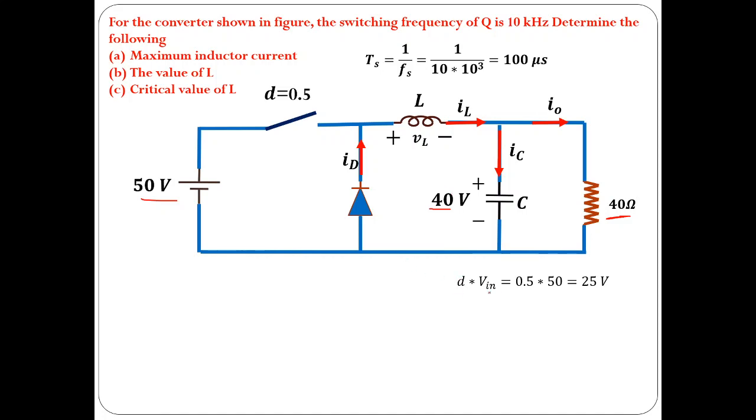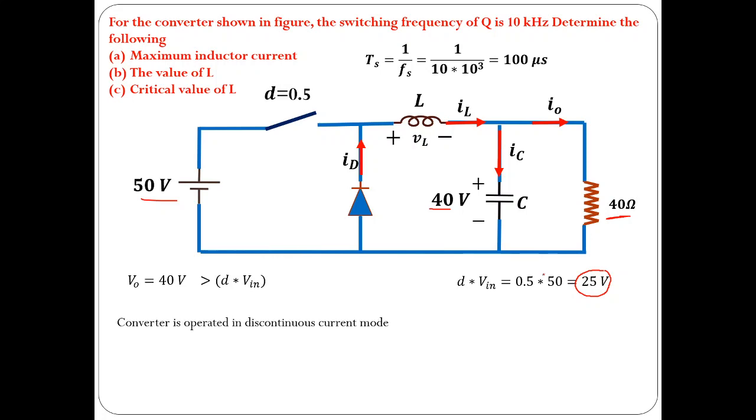D into Vin is the output voltage corresponding to CCM. That is equal to 0.5 into 50, which is equal to 25 volts. If this is operated in continuous current mode, the output voltage must be 25 volts. But it is 40 volts, more than this. So the operation of this buck converter corresponds to DCM, discontinuous current mode of inductor current.